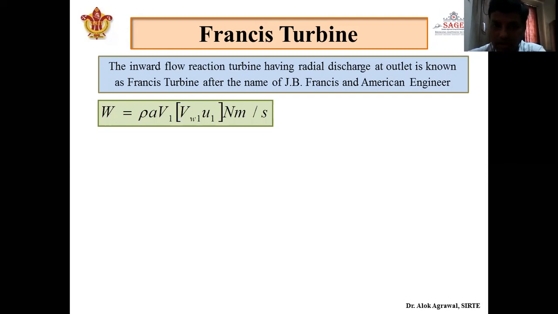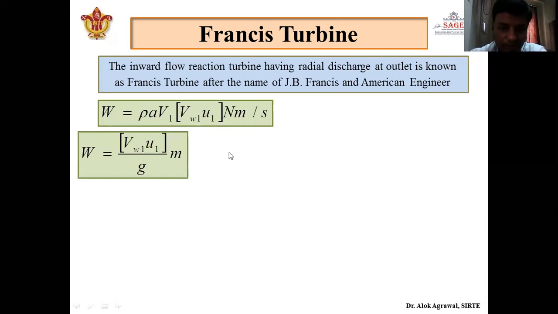Why? It is because discharge is radial, and once the discharge is radial at outlet, that angle beta will become 90 degree and Vw2 term will be 0. So the equation reduces to W is equal to rho A V1 Vw1 U1. Now this A into V1, it is flow rate, that is Q.